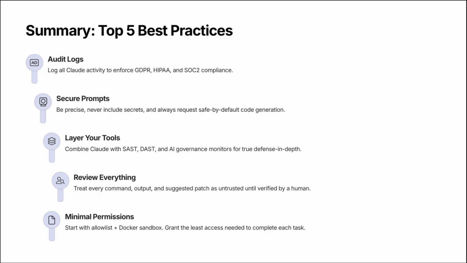Fourth, review everything. Treat every command output and suggested patch as untrusted until verified by a human. Lastly, use minimal permissions. Start with an allowlist and Docker sandbox. Grant the least access needed to complete each task. These practices will help to ensure a secure and efficient development process, reducing risks and enhancing productivity.